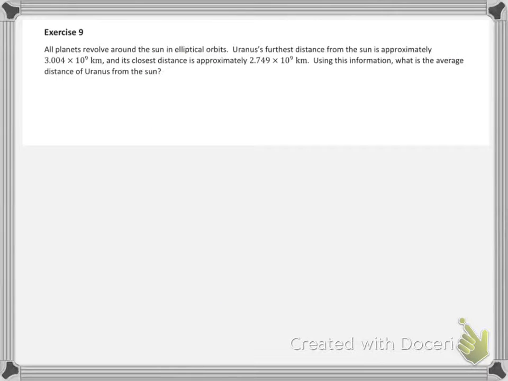And finally, all planets revolve around the sun in elliptical orbits. Uranus' furthest distance from the sun is approximately 3.004 times 10 to the 9th. And its closest distance is 2.749 times 10 to the 9th. Using this information, what is the average distance of Uranus from the sun? Well, since I want average, I'm going to add these 2 together. So I'm going to have 2.749 times 10 to the 9th. And I'm going to add that to 3.004 times 10 to the 9th.